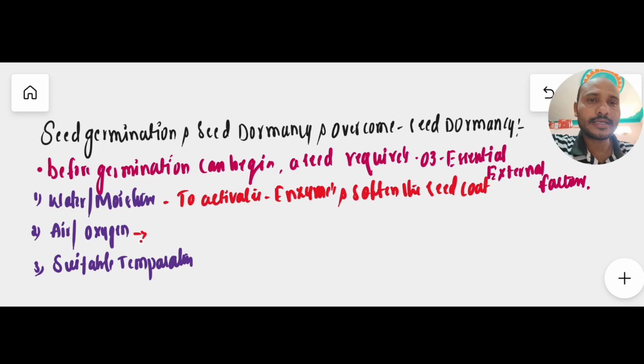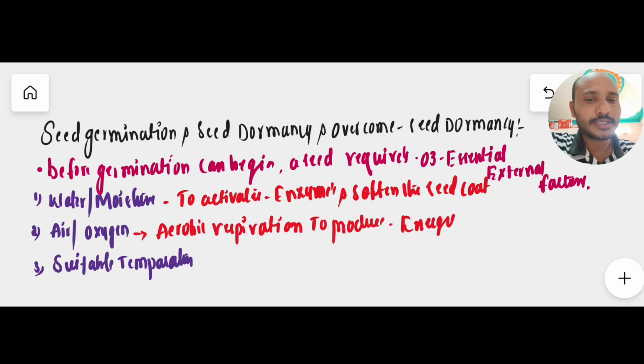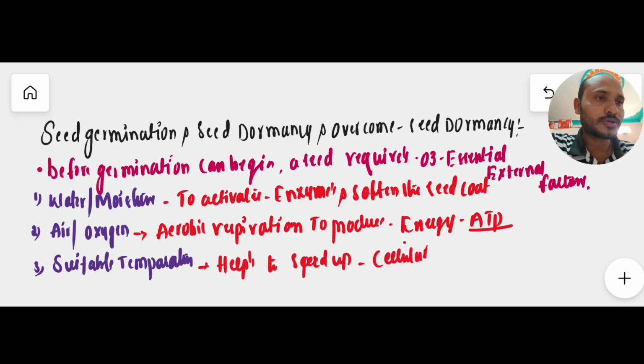And how air and oxygen are essential for seed germination: due to the presence of oxygen, the seed performs aerobic respiration to produce energy in the form of ATP, adenosine triphosphate. Temperature is also essential because it helps to speed up cellular processes. There are various biochemical cellular processes occurring during seed germination, so to speed up those processes, there is a need of suitable temperature.